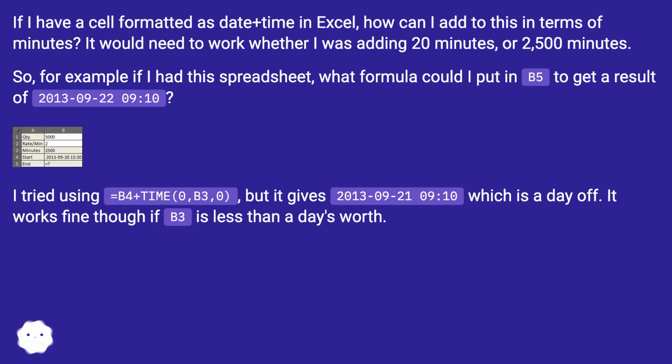I tried using =B2+TIME(0,B3,0), but it gives September 21, 2013 09:10, which is a day off. It works fine though if B3 is less than a day's worth.